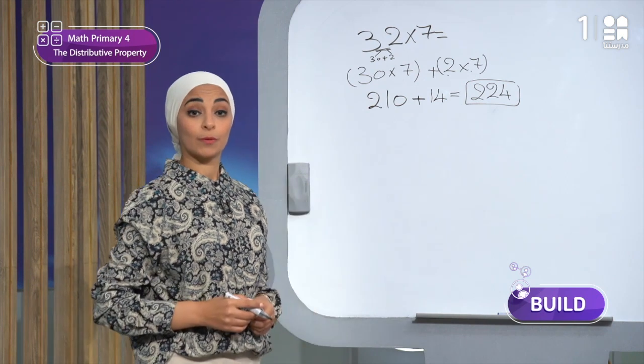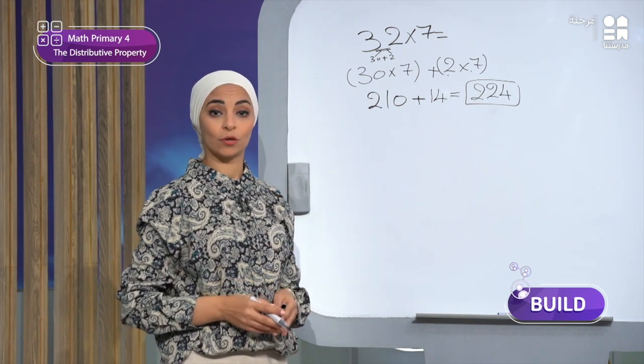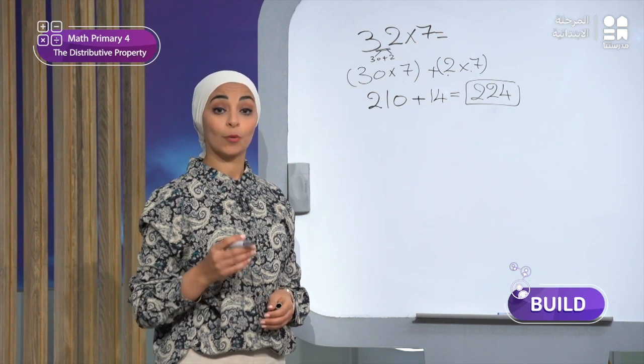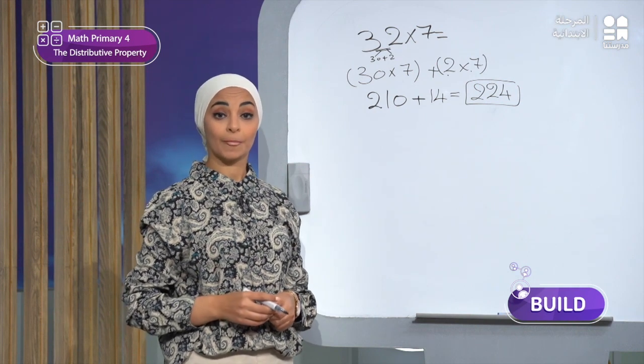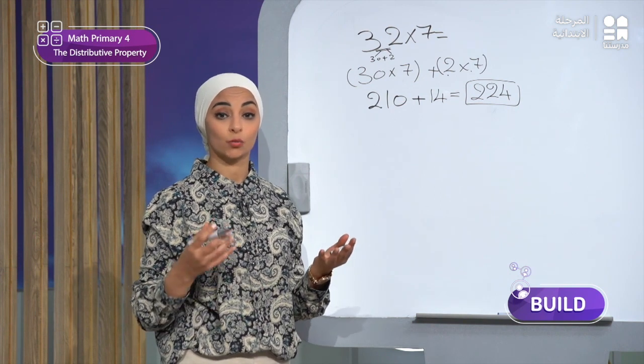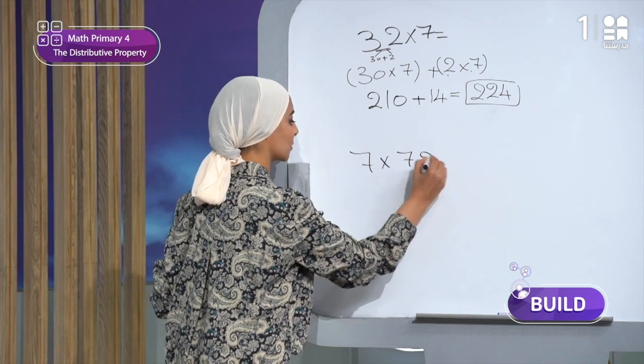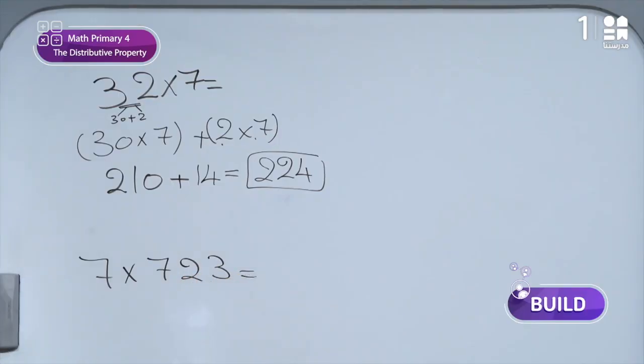Now you can solve problem number 2 in the same way, or you can use the area model if you want. Here we will solve problem number 3 all together. Problem number 3, we're asked to multiply 7 times 723. Let's write it. 7 times 723 equals what?